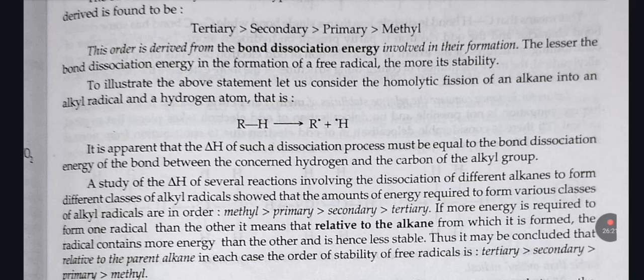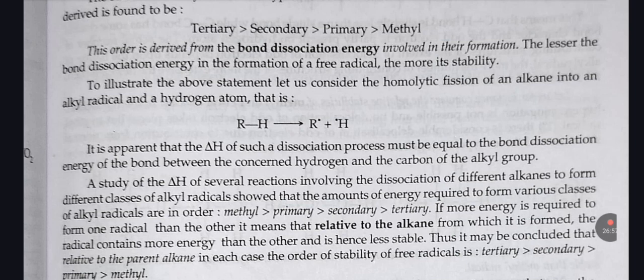It is apparent that the delta H of such a dissociation process may be equal to the bond dissociation energy of the bond between the concerned hydrogen and the carbon of the alkyl group. A study of delta H of several reactions involving the dissociation of different alkanes to form different classes of alkyl radical showed that the amount of energy required to form various classes of alkyl radical are in order: methyl, primary, secondary, tertiary.